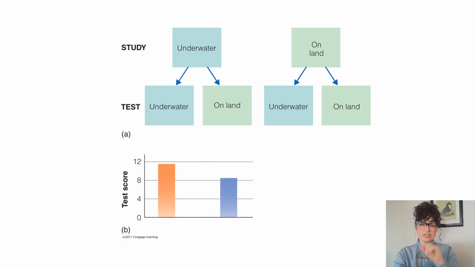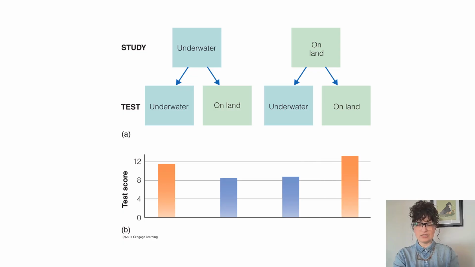Looking at the results here, first of all, for participants who studied underwater, they performed better if they were also tested underwater. For the group that studied on land, they were also better when they were tested on land. So matching the conditions, the physical or contextual context of the information being encoded serves as a cue for recall. So literally matching the conditions.